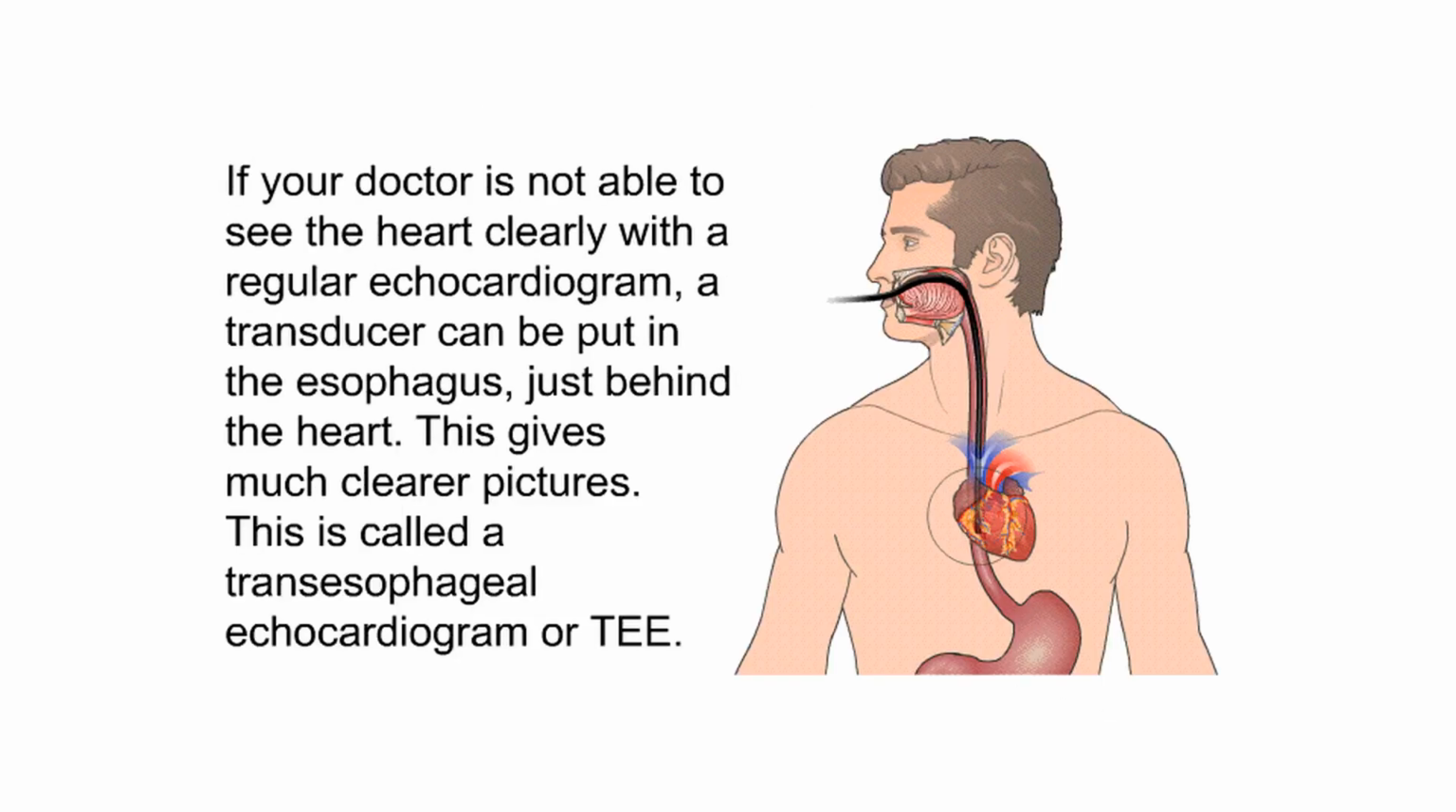If your doctor is not able to see the heart clearly with a regular echocardiogram, a transducer can be put in the esophagus just behind the heart. This gives much clearer pictures. This is called a transesophageal echocardiogram, or TEE.